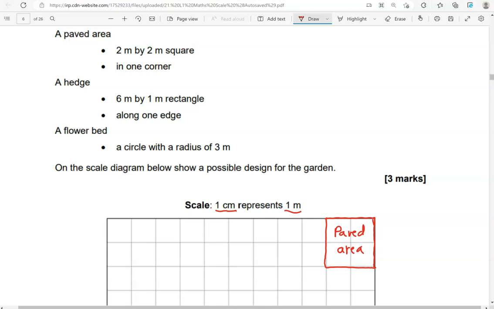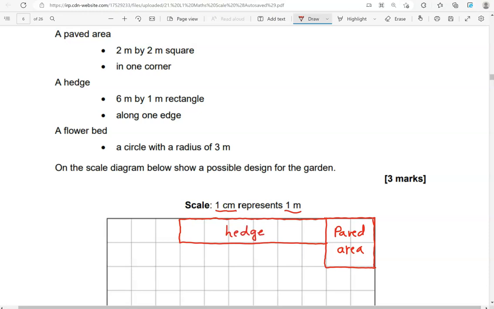Now hedge, which is 6 meters by 1 meter rectangle along one edge. We can do it next to the paved area, so that will be 6 squares by 1 square. So 1, 2, 3, 4, 5, 6 by 1 square. I'm going to label it.